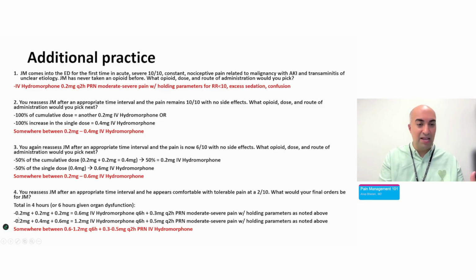And if all of that works together, you can add it up. So in this last example, I'll give you the bottom one, which is we did 0.2, 100% increase 0.4, another 0.6. All of that adds up to 1.2. He has end organ function, so we're going to be a little more cautious with 0.6 or Q6. And given that adds up to 4.8 in a day, 10% of that would be 0.48 or around 0.5 as his breakthrough dose. But if you did it the more conservative way, it could be as little as 0.6 Q6 with 0.3 Q2. So again, a range.